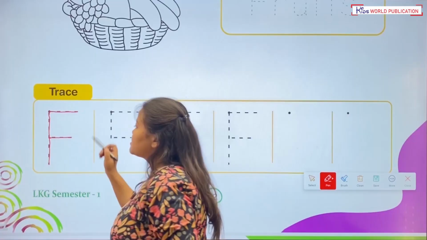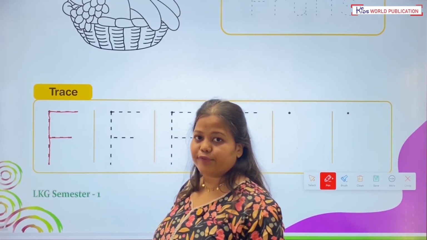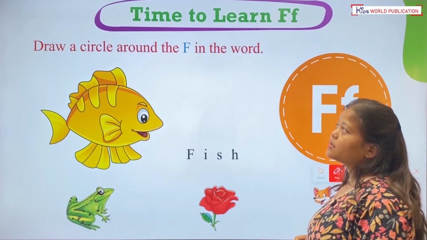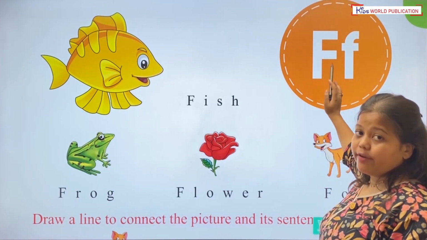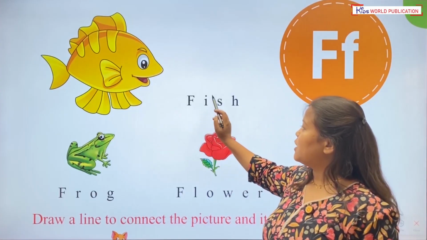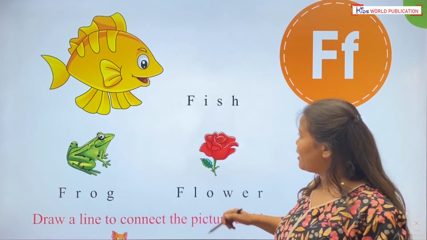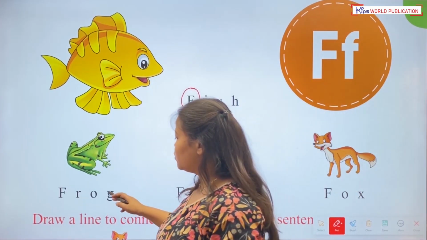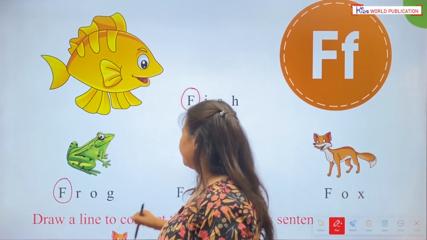So kids, this is how you will trace the given lines and complete the letter F. Time to learn F. Draw a circle around the F in the word. So, this is F, capital F, small f. Fish, F-I-S-H. So, we will circle letter F. This is frog, F-R-O-G, frog. We will circle letter F.